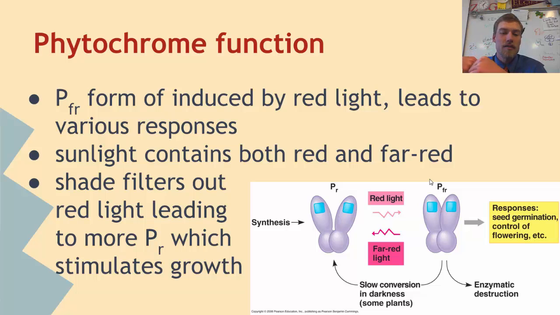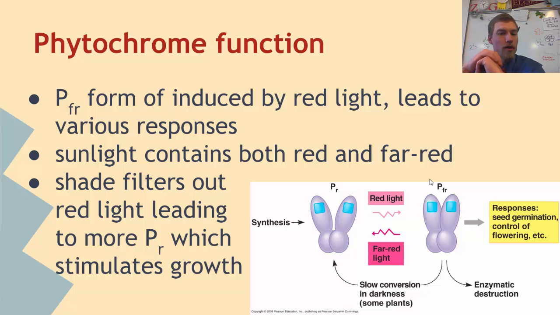So in this case, the phytochrome that we're looking at is Pfr-Pr. And the Pfr form is induced by red light. So the exposure to red light leads to the conversion from the Pr form into the Pfr form. And that Pfr form leads to various responses. For example, seed germination, control of flowering, some other things.